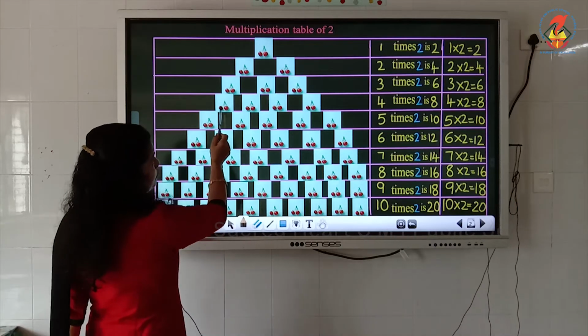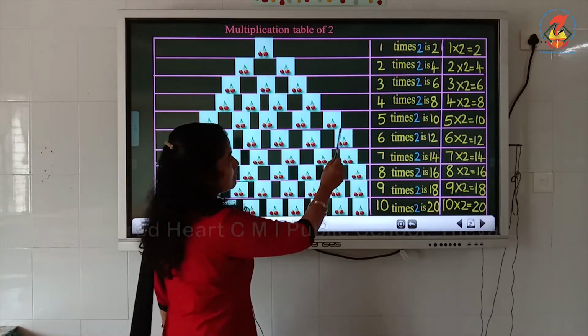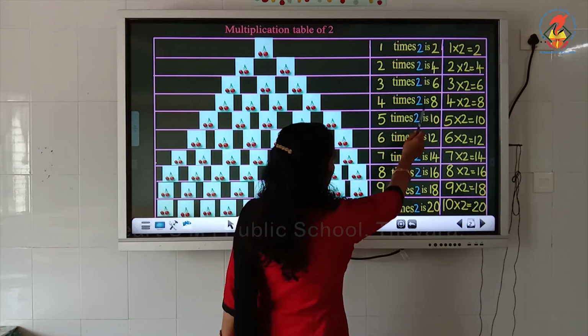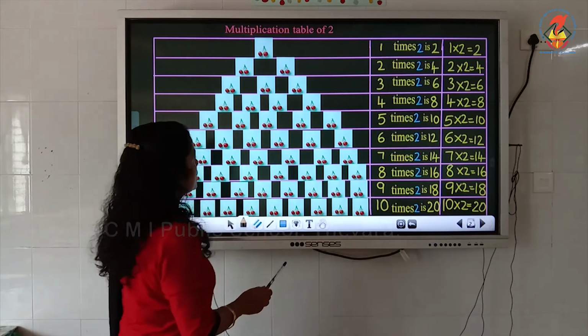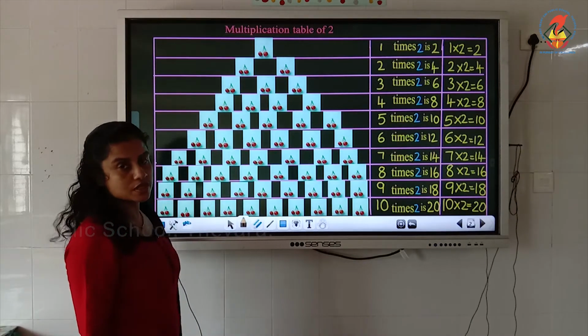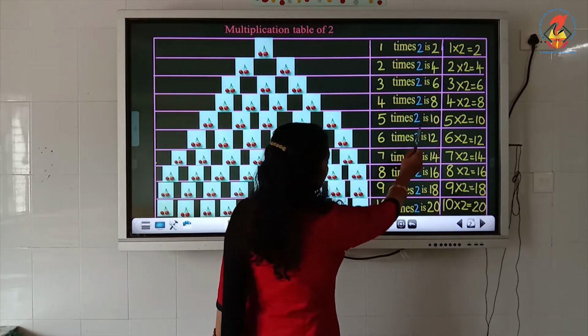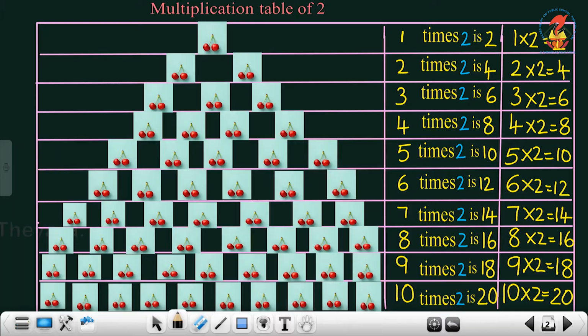Next you can see 4 groups of 2 cherries each. So we will write 4 times 2 is 8. Next you can see 5 groups of 2 cherries each. So we will write 5 times 2 is 10. Next, 6 groups of 2 cherries each. So we will write 6 times 2 is 12.